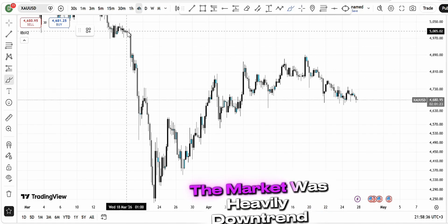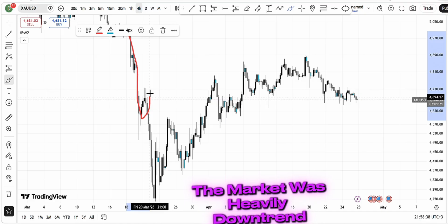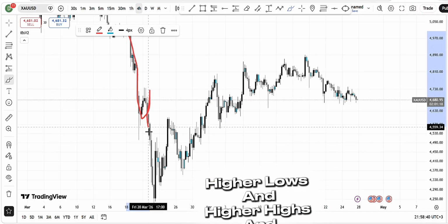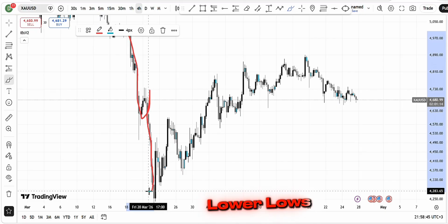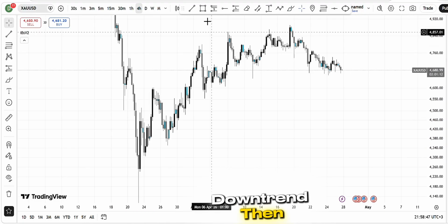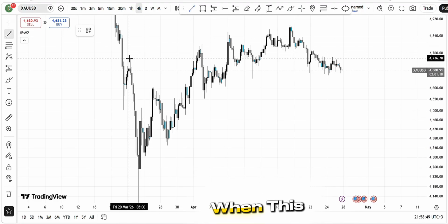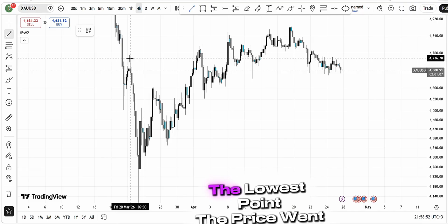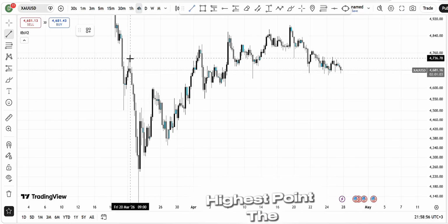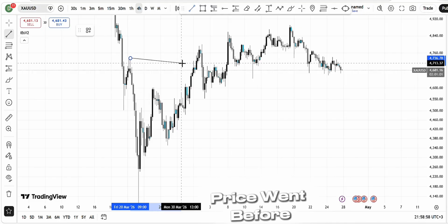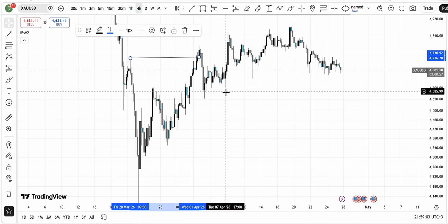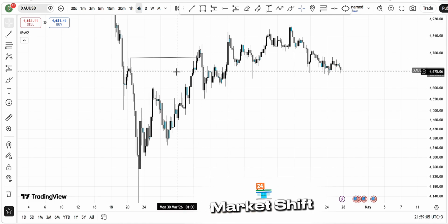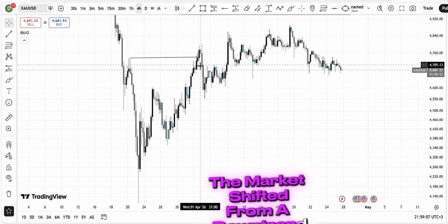The market was heavily in a downtrend, creating lower highs and lower lows. So it was a downtrend. Then what happened is that at the highest point the price went before dropping down, I marked this one off and I call it a market shift. The market shifted from a downtrend to an uptrend.